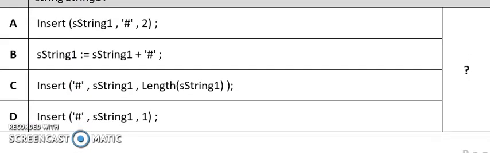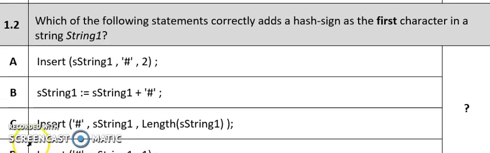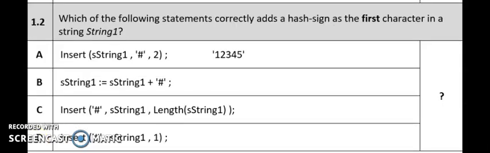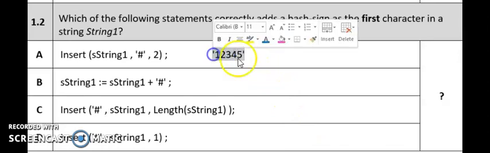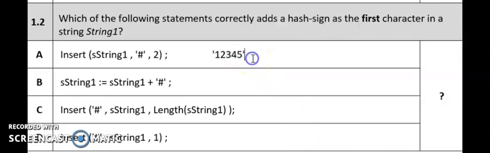Okay, let's have a look at the next one. Let's just get into a little bit more focus. Okay, 1.2, I'm taking my own advice, just coming up with a little imaginary string there so that I can test my thinking about it.